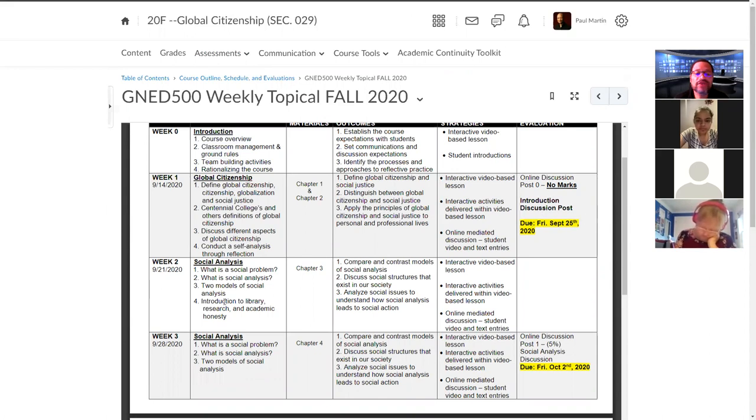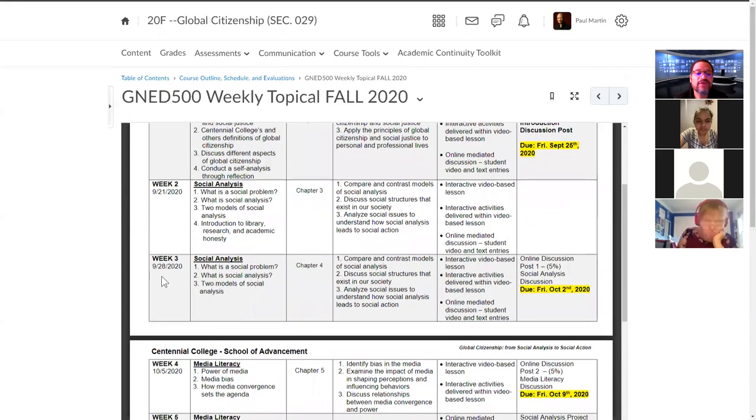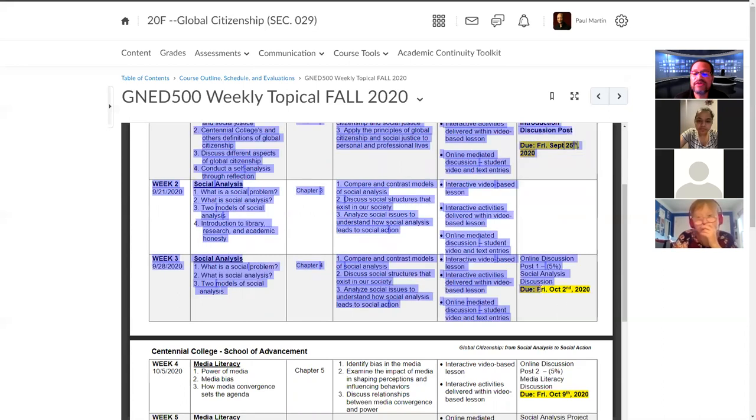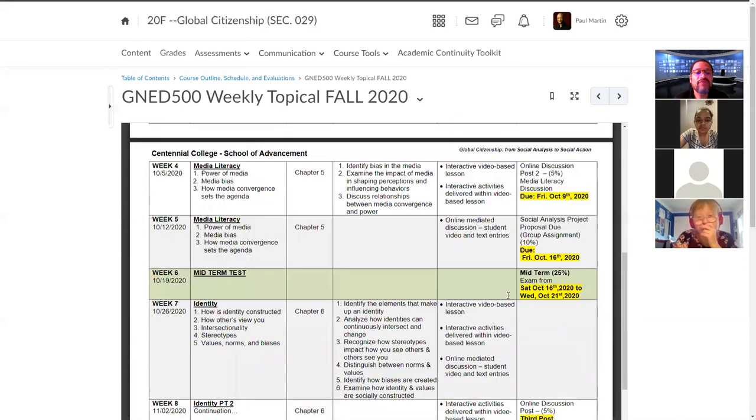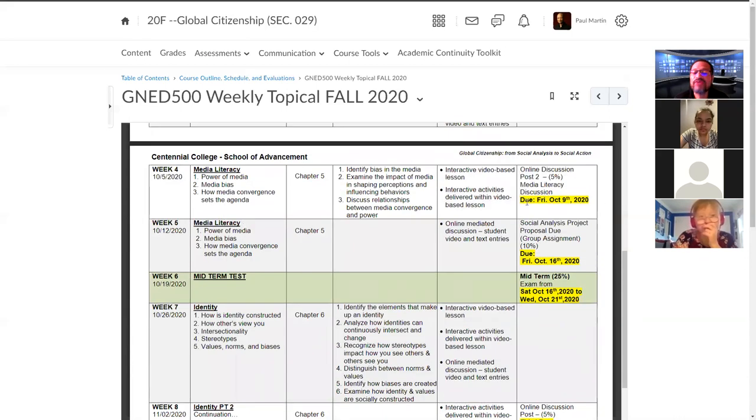Week two, we'll get into social analysis. Week three, we'll continue with social analysis, and then your first official marked post is due. Some people start that post the week before. You can go ahead and do the post from this week, so it gives people time to get in and respond in the second week. Then we have media literacy, and our second post is due, which talks about media. After that, we have our first assignment due, which is the group proposal. You're going to propose to us what you want to do as a project.